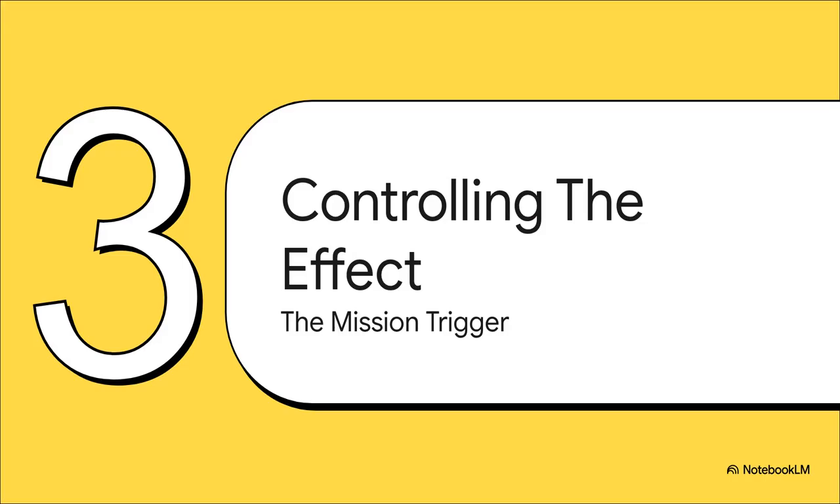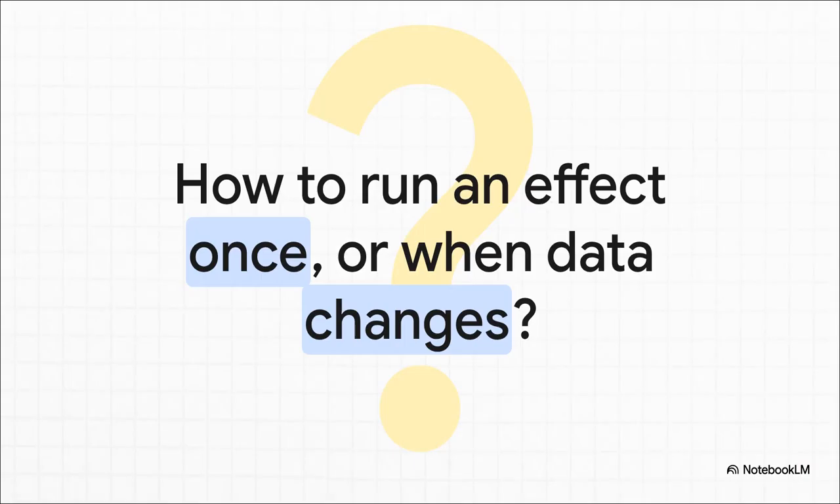All right, so now we get to what is probably the most important part of useEffect control. We can't just have our mission firing off all the time, whenever it wants. We need to be the ones in charge. We have to master the mission trigger. And that all comes back to that second argument we just talked about, the dependency array. This is the question that every single React developer asks. You set up a data fetch, you refresh your app, and suddenly you're watching your network tab go crazy. It's making API calls on every single re-render, maybe even creating an infinite loop. That is not what we want.